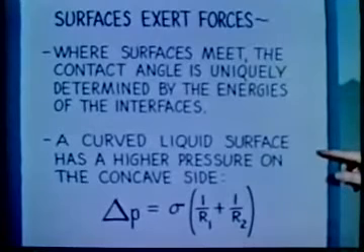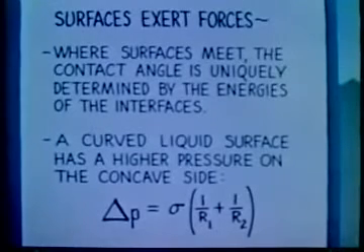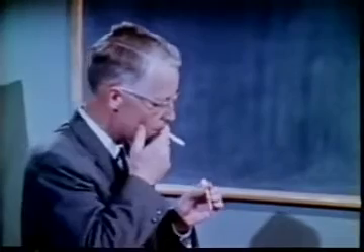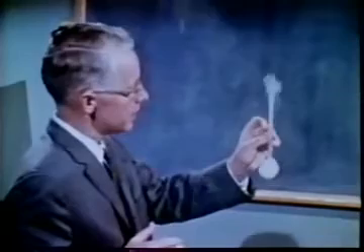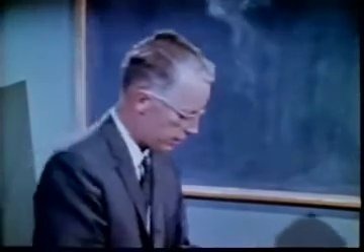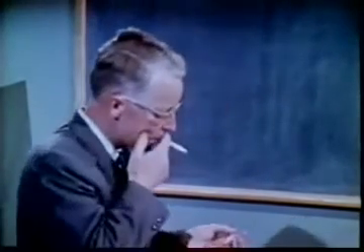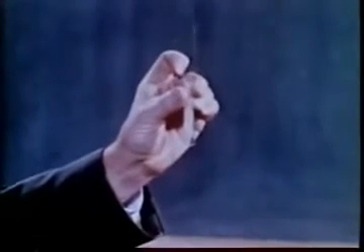The second boundary condition comes from a force balance across surfaces. One finds that a curved liquid surface has a higher pressure on the concave side. For example, the higher pressure inside forces the smoke out. The energy of the surface becomes converted to the kinetic energy of the smoke jet.